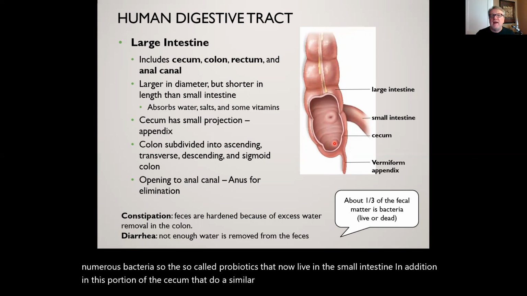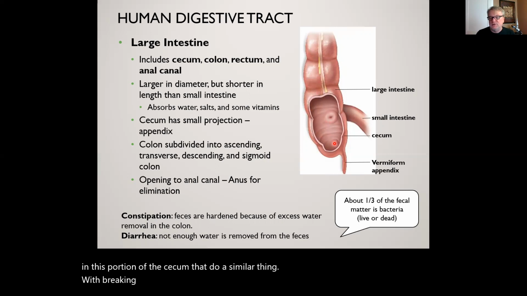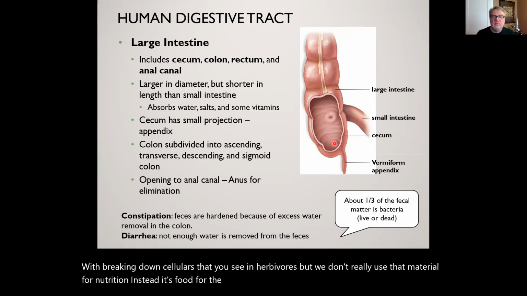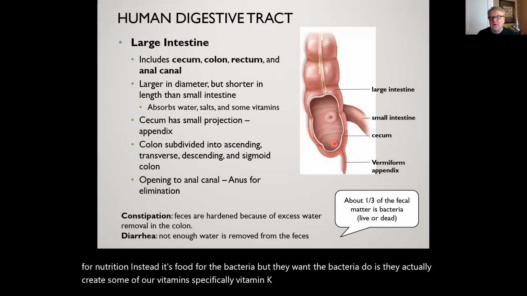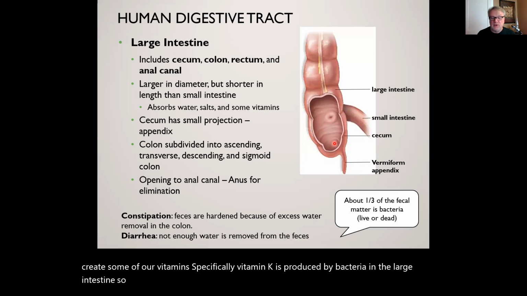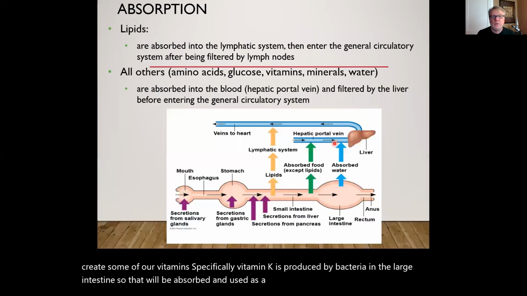that now live in the small intestine, in addition in this portion of the cecum, that do a similar thing with breaking down cellulose that you see in herbivores, but we don't really use that material for nutrition. Instead, it's food for the bacteria. But what the bacteria do is they actually create some of our vitamins, specifically vitamin K is produced by bacteria in the large intestine. So that will be absorbed and used as a nutrient.